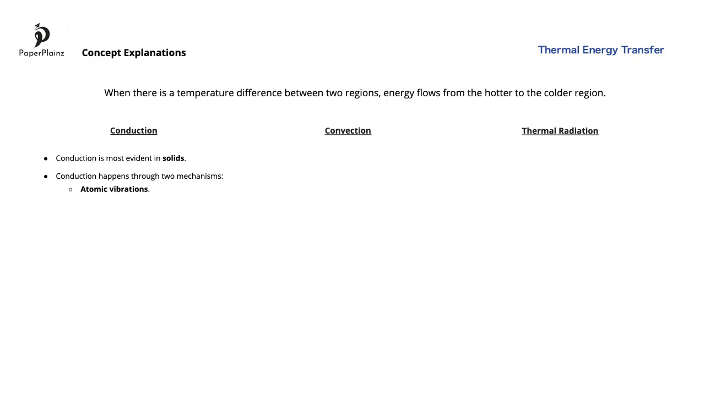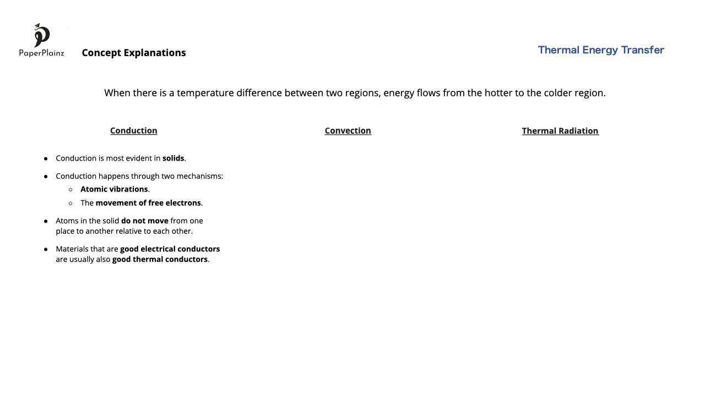Recall from subtopic 5.1 that most metals contain a cloud of free electrons. The second conduction mechanism is through the movement of these free electrons. A key point here is that atoms in the solid do not move from one place to another relative to each other. They simply vibrate about a fixed position and pass on these vibrations to neighboring atoms.